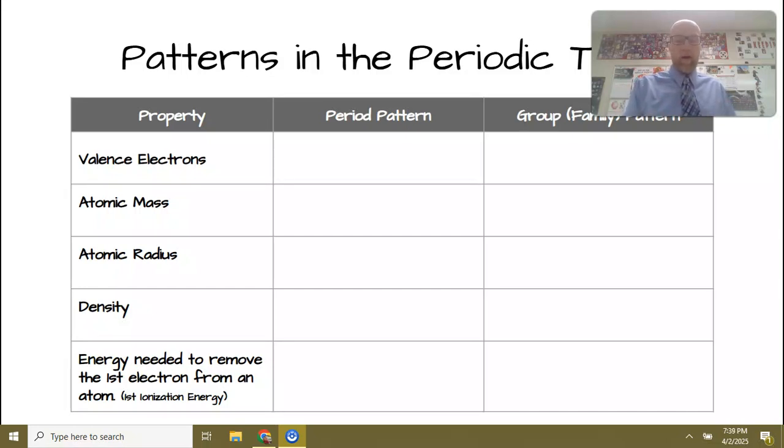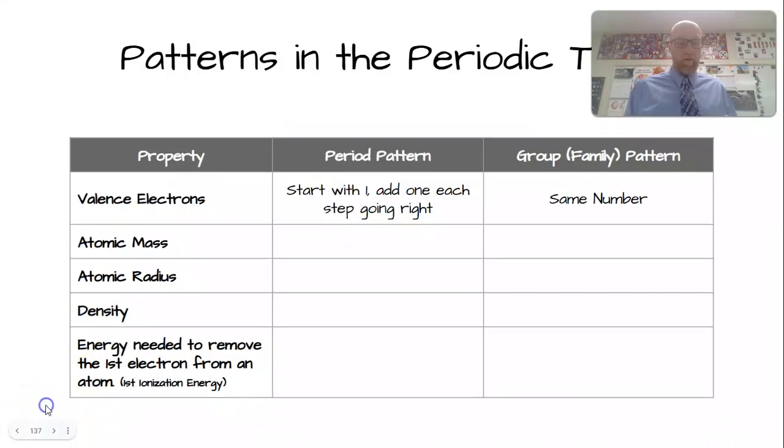So we talked in class about the pattern for valence electrons. And we said that we start off on the left side of the periodic table with one valence electron, and then we add one more valence electron with each family that we step over to the right.